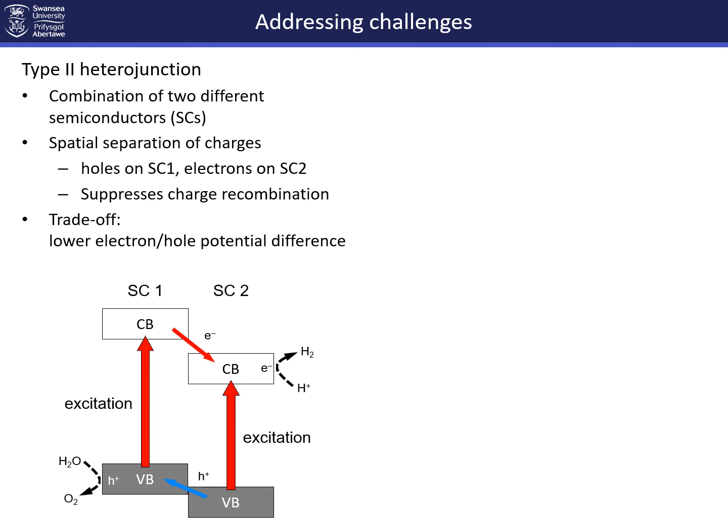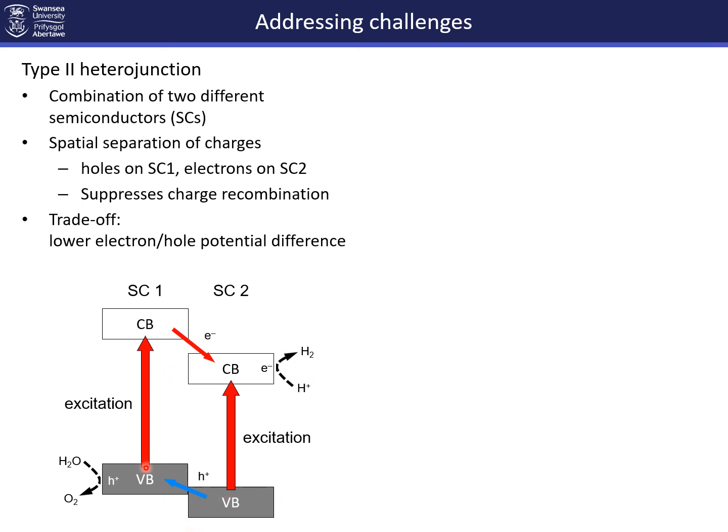Addressing these challenges, we can do some things to kind of circumvent this. One way to suppress charge recombination is by building heterojunctions. A heterojunction is a junction of two different semiconductors, and in a type 2 heterojunction, they are aligned in a way that both the conduction band and the valence band of one semiconductor are at a higher potential, or more negative potential, than the conduction band and valence band of a second semiconductor.